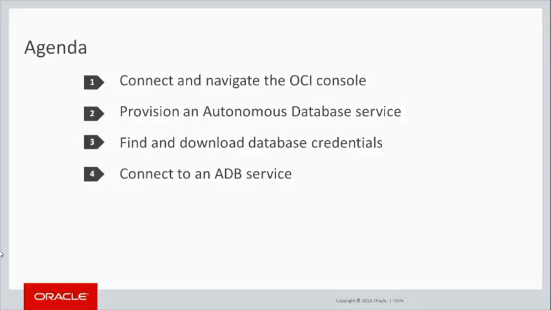We will start off by walking through the steps to provision the Oracle Autonomous Database service. We will describe how to find and download the database credentials, and then show how to connect to the Oracle Autonomous Database, and we will finish by navigating through the Oracle Cloud Infrastructure console.